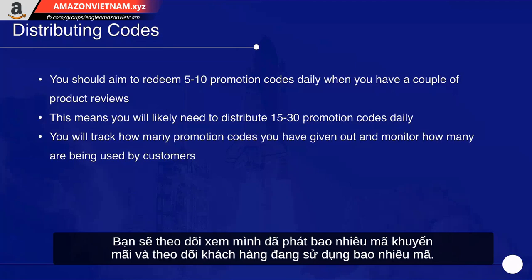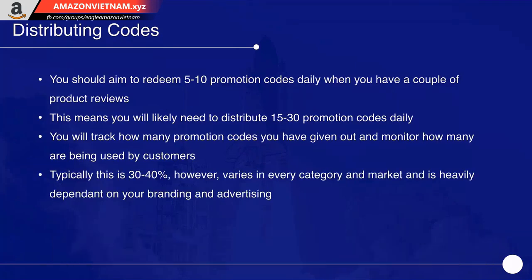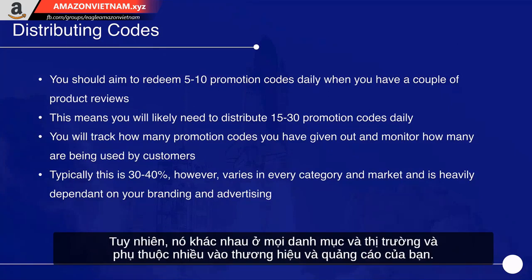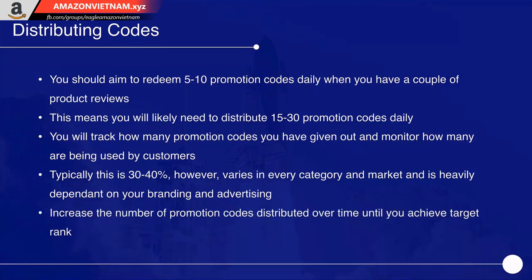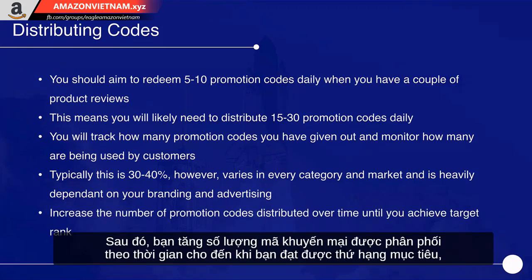You will track how many promotion codes you have given out and monitor how many are being used by customers. Typically, this is 30 to 40%. However, it varies in every category and market and is heavily dependent on your branding and advertising. You then increase the number of promotion codes distributed over time until you achieve target rank.